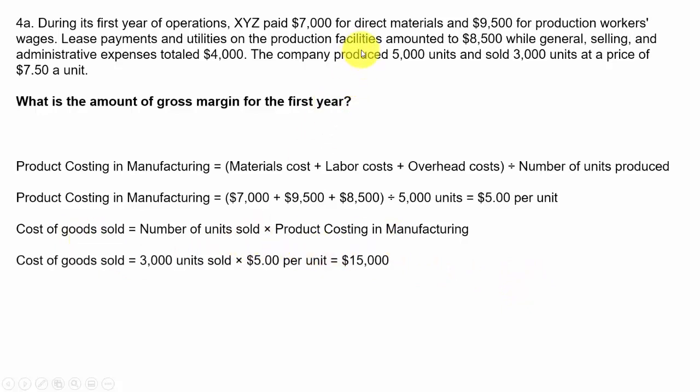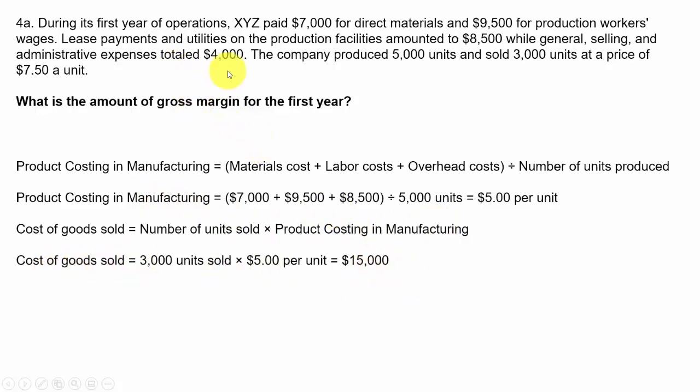So now we can find the cost of goods sold. It says here in the problem that they produced 5,000 units and they sold 3,000. So we'll take the 3,000 that they sold times the cost per unit, which we figured out right above here, and the cost of goods sold is $15,000.